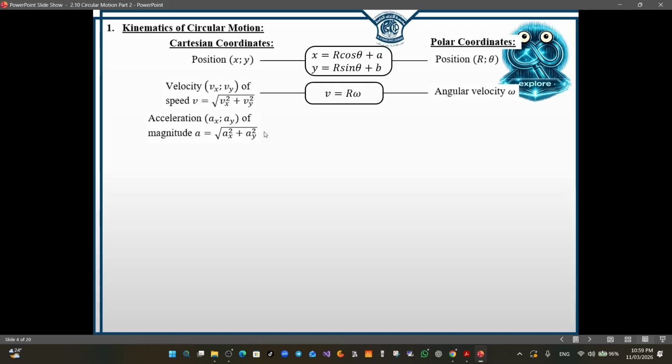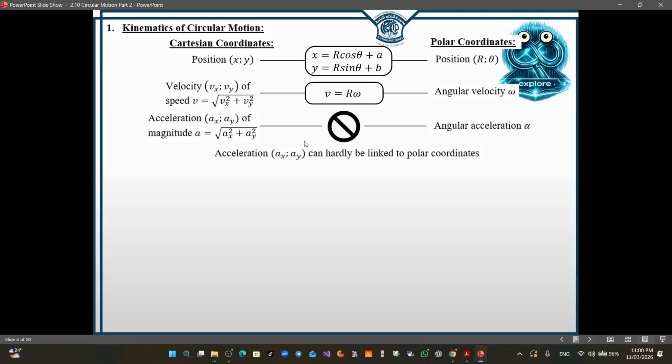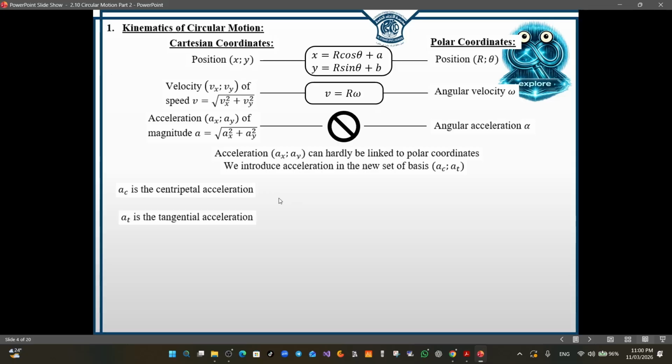Now, for the acceleration, which can be decomposed into two components, ax and ay, the magnitude of the acceleration equals the square root of ax squared plus ay squared. For the angular acceleration, it cannot be linked together, or let me say that it can be, but it's hard to link to the polar coordinate system. And this is why we need to introduce a new set of bases, the AC and the AT, where the AC is the centripetal acceleration and the AT is the tangential acceleration.